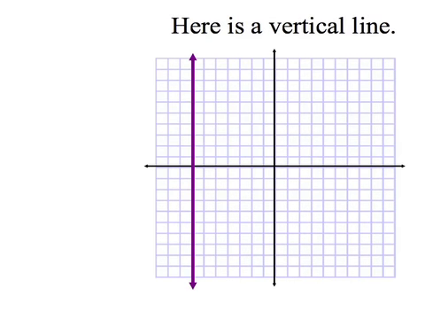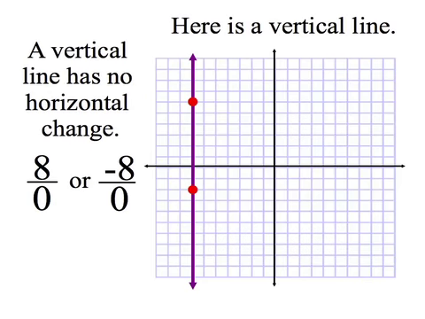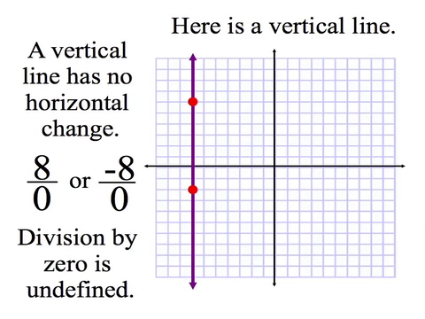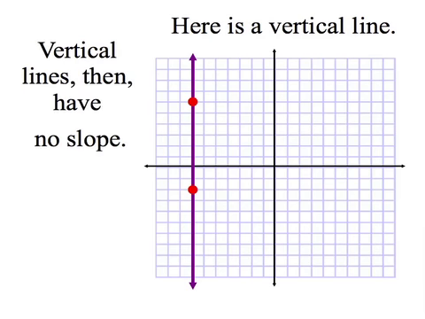Here is a vertical line. A vertical line has no horizontal change. We mark 2 points. They're 8 apart. If we go from the bottom marked point to the top marked point, that's 8 up or +8. But the horizontal change is 0, so that's 8 divided by 0. If we go from the top point down to the bottom point, that's 8 down or -8, but we're still dividing by 0. And division by 0 is undefined.